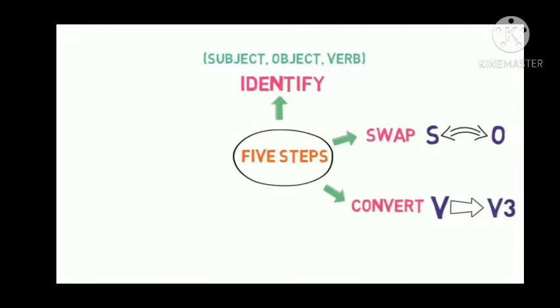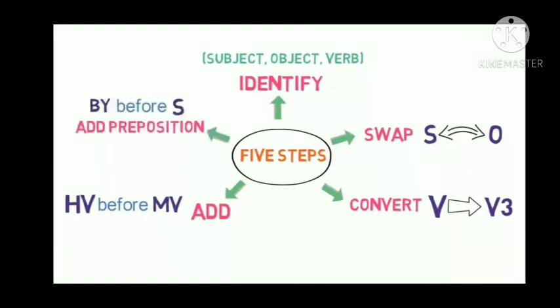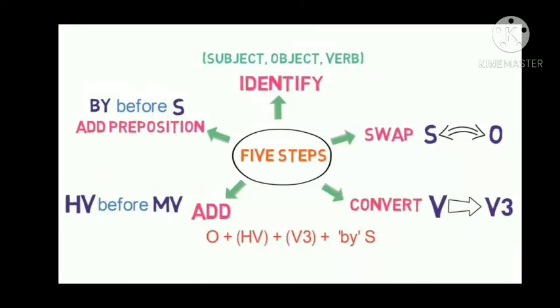The verb which is given in active voice sentence changes into past participle form of the verb, that is third form of the verb. In passive voice sentence, we add helping verb before main verb in the sentence. Next step is that before writing subject, which becomes object in the passive voice, we add preposition by before it. So these are the 5 steps we need to remember for changing the active voice sentences into the passive voice sentence. By following these 5 steps, we will get this pattern.